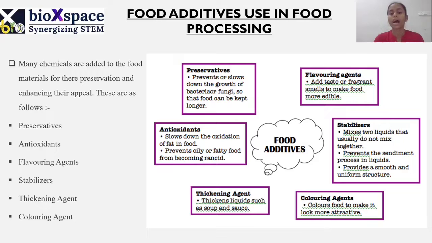Other than these, stabilizers mix two liquids that usually do not mix together and prevent the sedimentation process in liquids, providing a smooth and uniform structure. Thickening agent is the other food additive, which thickens liquids such as soup and sauce.